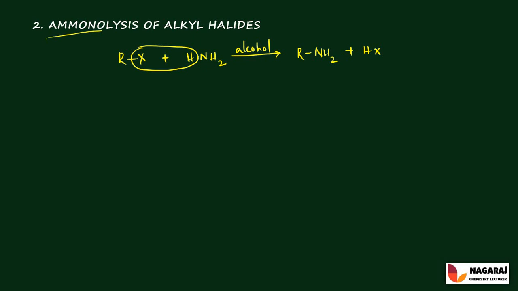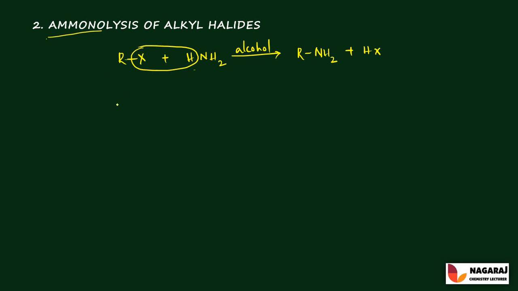Ammonolysis means the process of cleavage of the C-X bond, that is, in the alkyl group the carbon-halogen bond is cleaved by the presence of ammonia or with the help of ammonia. Such a process is called ammonolysis.